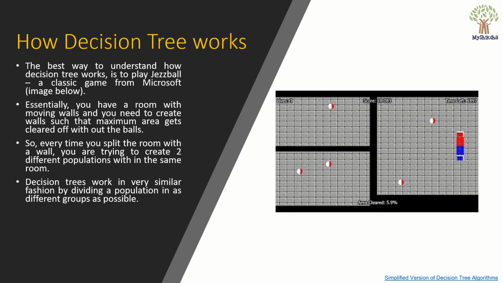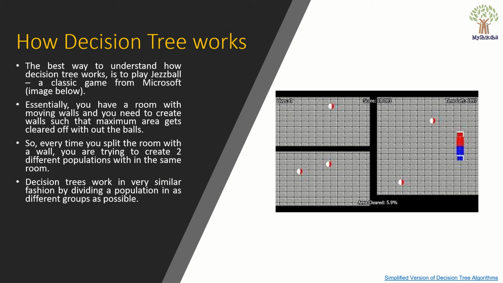So, how does the decision tree work? I'm sure we all played this game during our school days when we first started accessing desktops and laptops. This is called Chase Ball. We can understand how a decision tree works with the help of Chase Ball, which is a classic game from Microsoft. Essentially you have a room with moving balls and you need to create walls such that the maximum area gets cleared off without the balls. That's how you play this game.